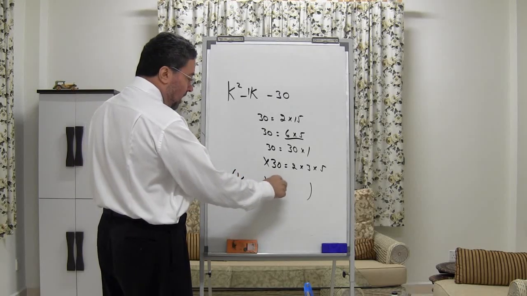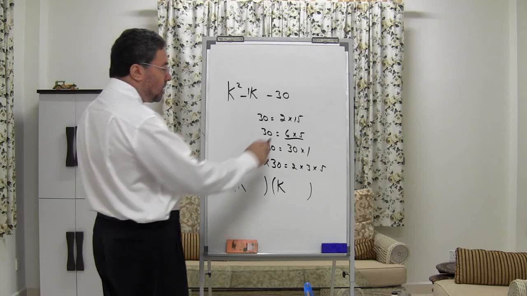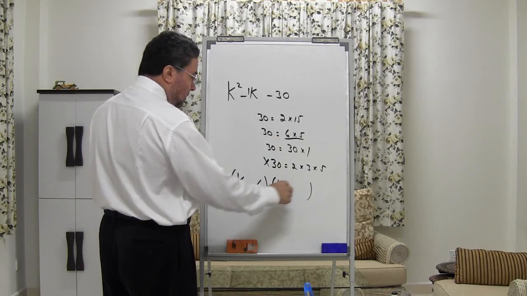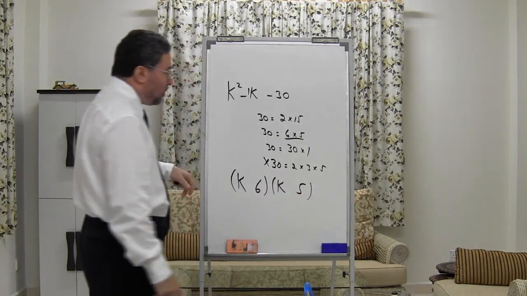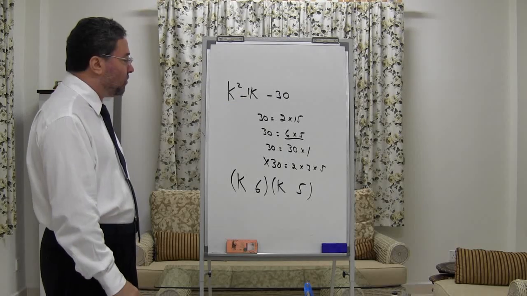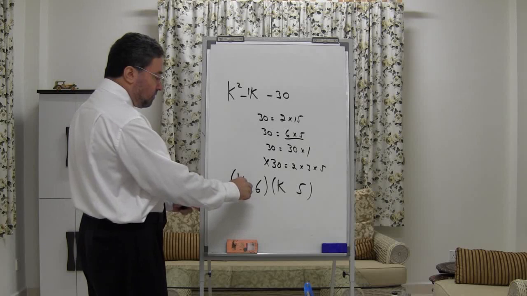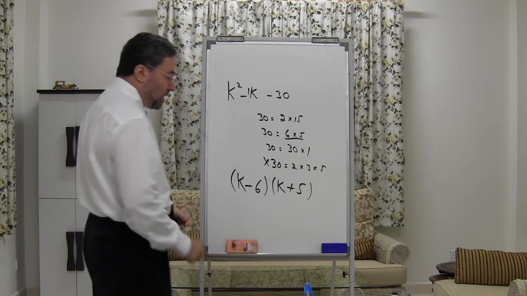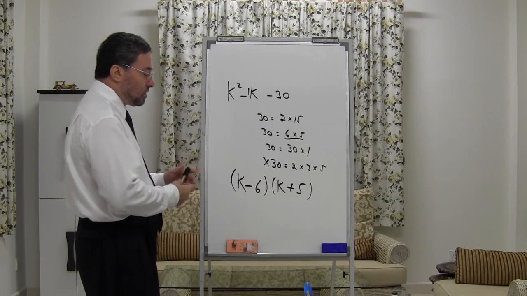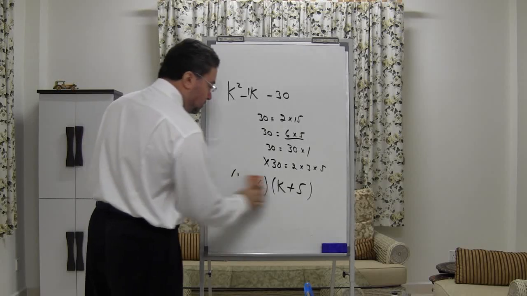So we fill in here k and k, and we are going to use these numbers, 6 and 5. And now we look at the sign of the coefficient here, it's negative, so the bigger number is negative. And this is how we factor these trinomials.